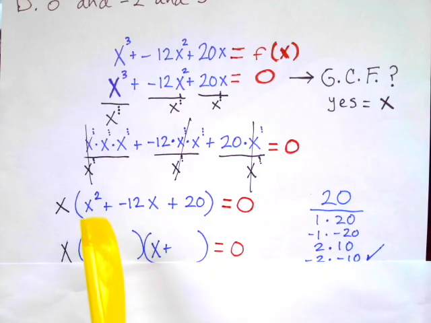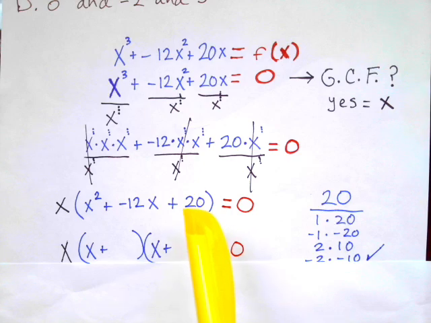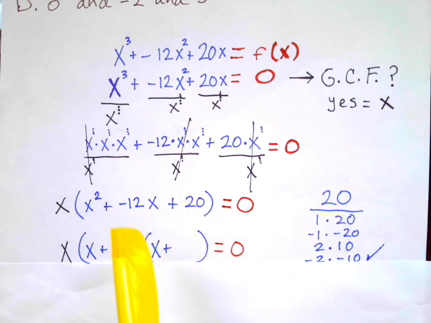Again, x times x is x squared. Now I need to find 2 numbers that multiply to 20, but when you add them together, you'll get -12. And if you need to go and review my videos on FOIL or factoring, please help yourself. It will make this crystal clear for you and you'll understand.